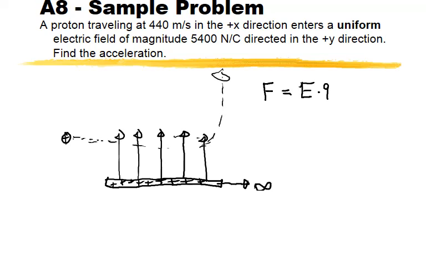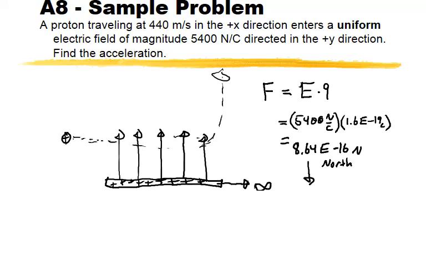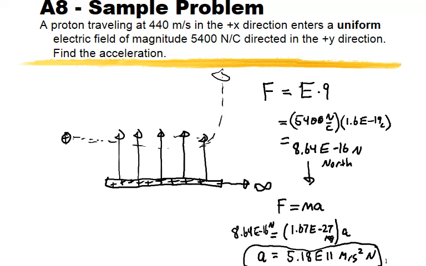All right, so force is E times Q. The charge of a proton is 1.6 times 10 to the negative 19th. And we have the electric field, 5,400 newtons per coulomb. And that is the force on it: 8.64 times 10 to the negative 16th newtons to the north. So we can use F equals ma according to Newton's second law. We know the mass of a proton, and you have to look that up in the data booklet. And we know the force, so we divide, and that's going to be the acceleration of it as it goes.